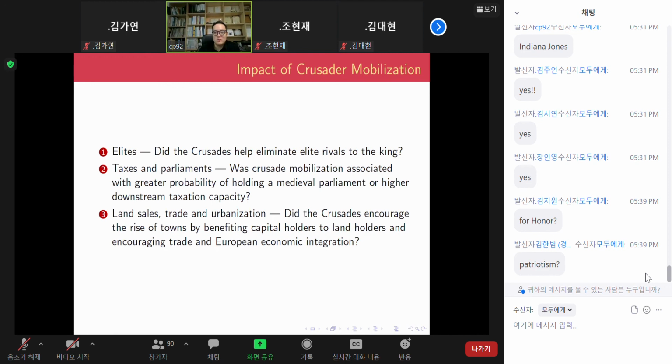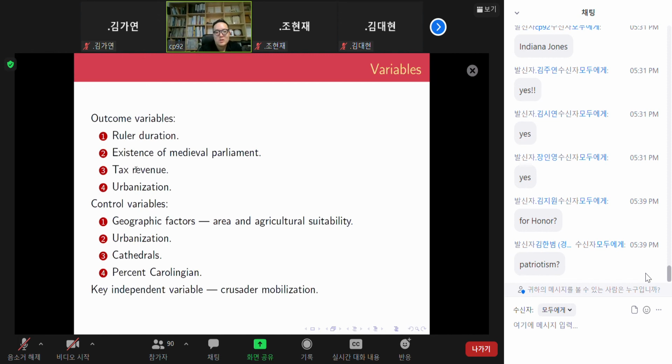Land sales, trade and urbanization. The Crusades encouraged the rise of towns by benefiting capital holders over landholders and encouraging trade and European economic integration. Yes. So the answer to that is also yes. Okay. So some of the outcome variables that we're looking at here are ruler duration, existence of medieval parliament, tax revenue, urbanization, and then we have a whole bunch of control variables that I'm not going to go into in detail. The key independent variable here is crusade mobilization.